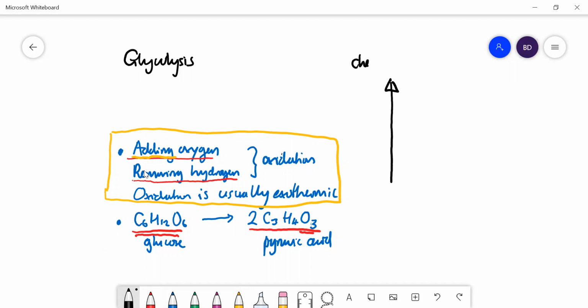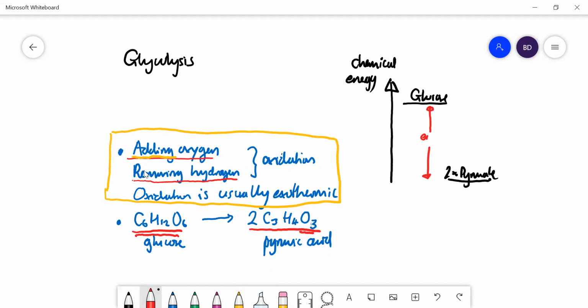If you draw a little energy diagram, like GCSE chemistry, here we have chemical energy. If you start off with glucose, it is high up, and you go to 2 times pyruvate, or pyruvic acid. The pyruvate has less chemical energy, so that difference would be the amount of energy released. If you just did that reaction, it would be released as heat. But that is not the point of glycolysis. In glycolysis, you need to get the energy from converting glucose to pyruvate and keep it as chemical energy.